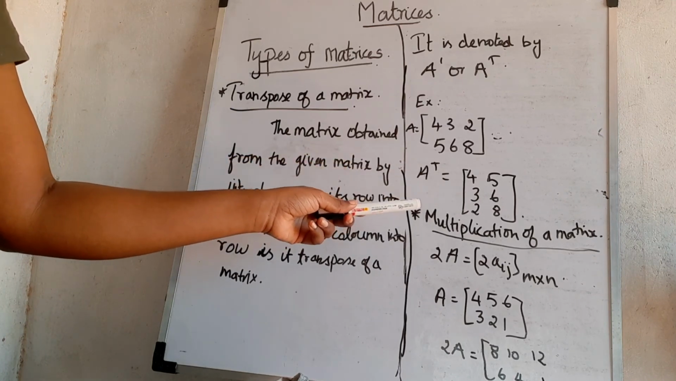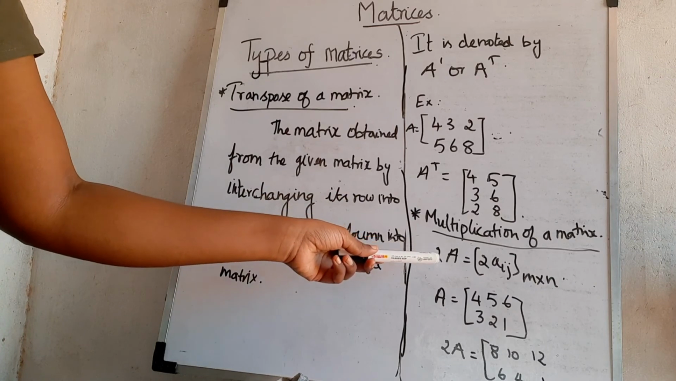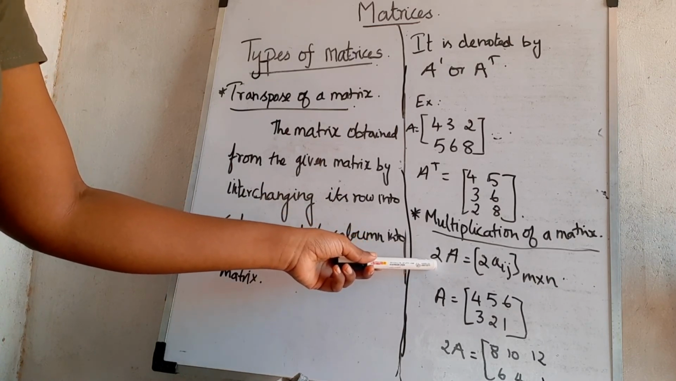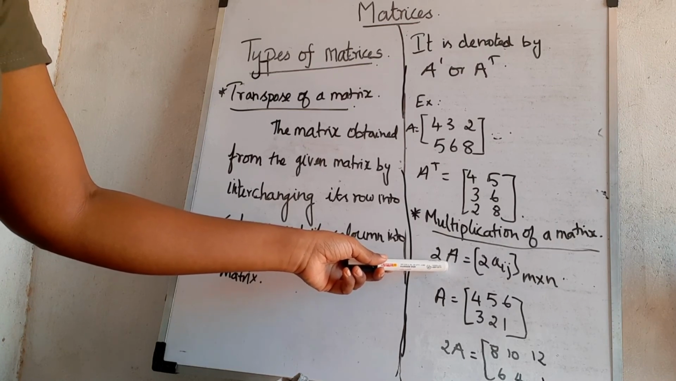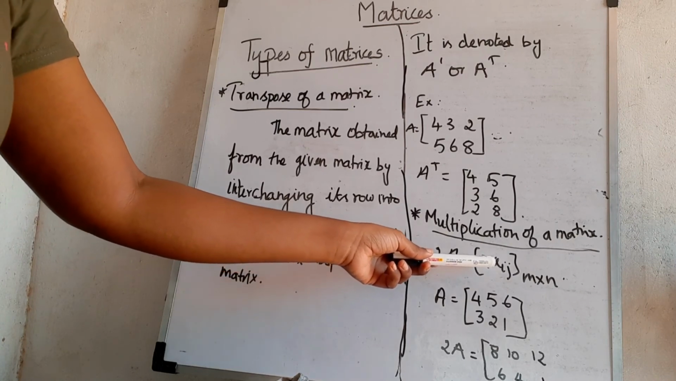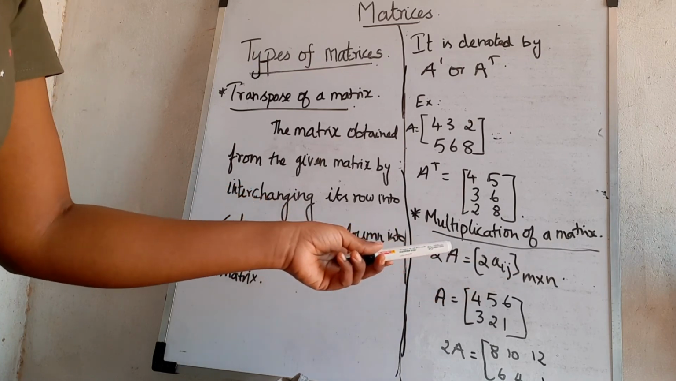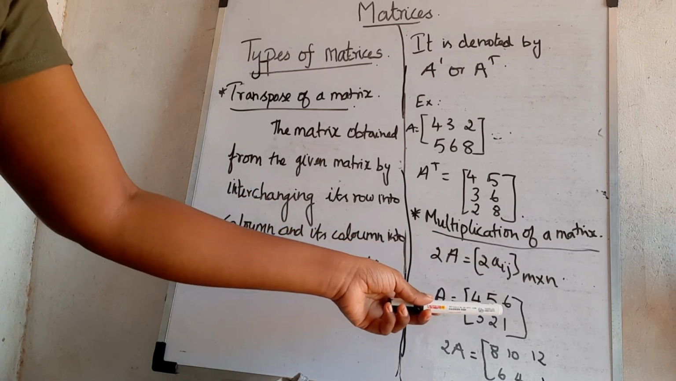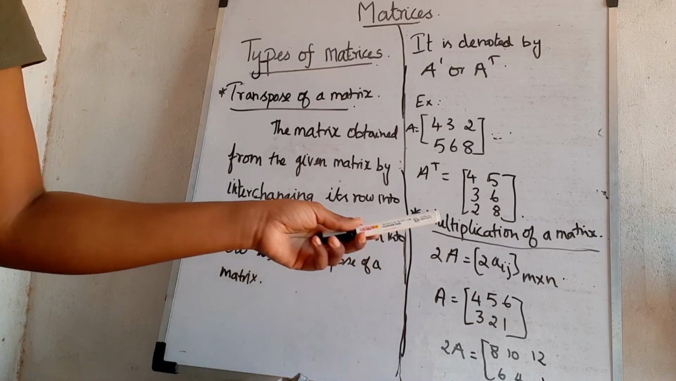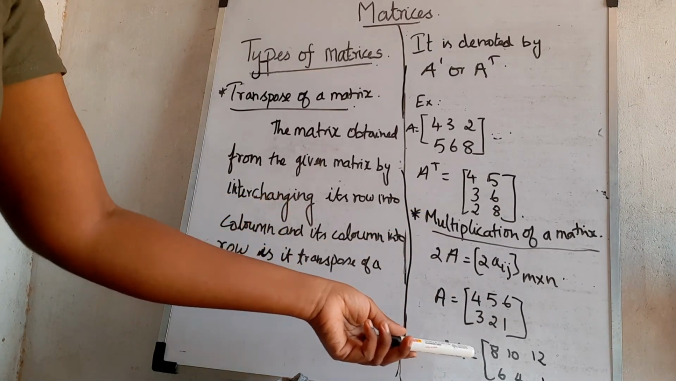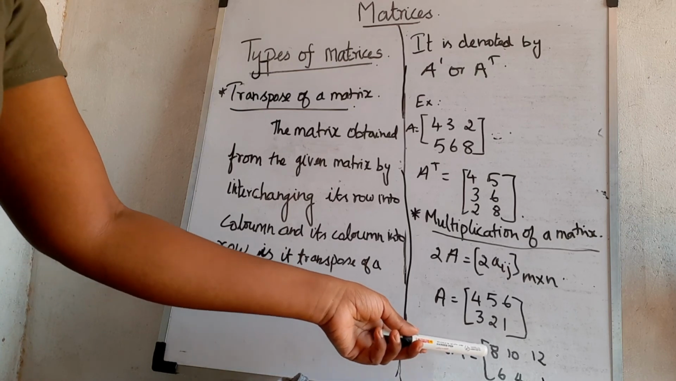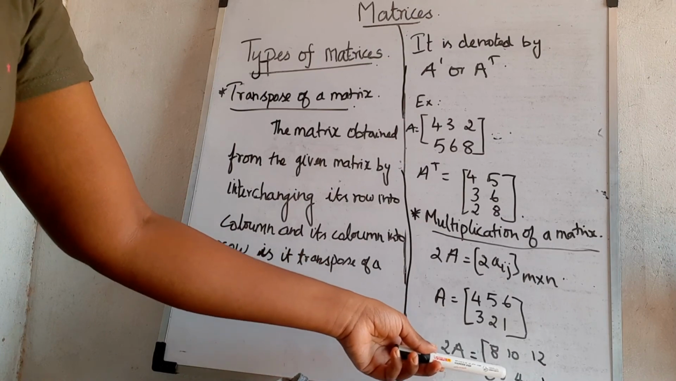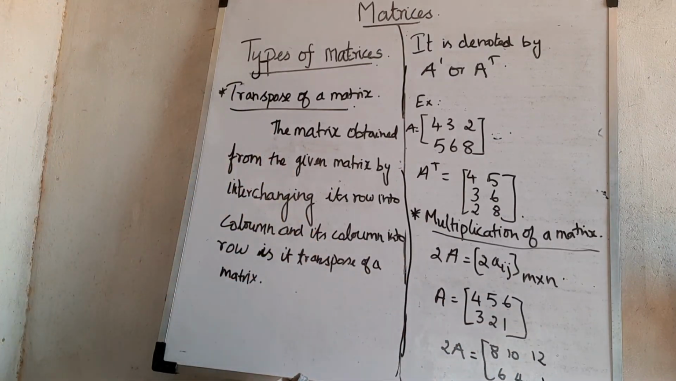Next one is the multiplication of a matrix. So here 2A: when you're multiplying 2 with the matrix, for example, that is 2A, so 2 into Aij, m cross n. I am taking a matrix A, that is 4, 5, 6, 3, 2, 1. Here I am going to multiply 2 inside. So when I multiply 2 inside, I will get what? Yes, good. 8, 10, 12, 6, 4, 2. So this is the multiplication of a matrix.